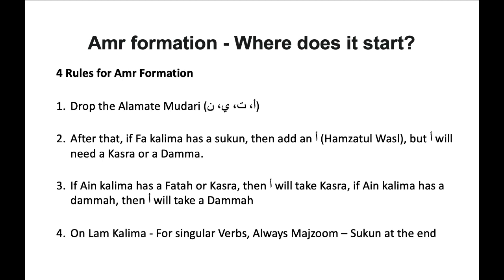In this chapter, we have explained 4 rules for Amr formation. Number 1 rule. Drop the alamate mudariyu: A, ta, ya, na. Number 2. If fa kalima has a sukun, then add an alif or hamzatul wasl. But alif will need a kasra or a dhamma. Number 3. If ain kalima has a fatha or kasra, then alif will take kasra. If ain kalima has a dhamma, then alif will take a dhamma. Number 4. On lam kalima, for singular verbs, always mazzoom. It means there will be a sukun at the end.